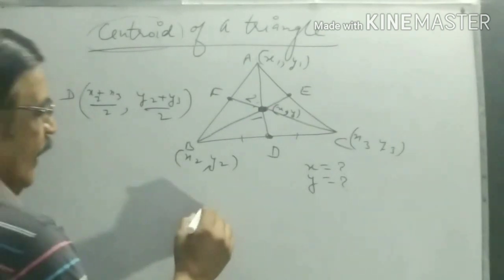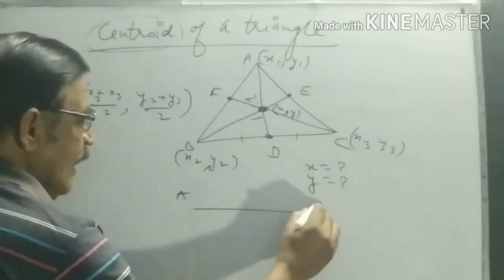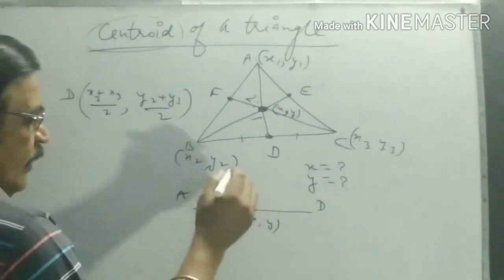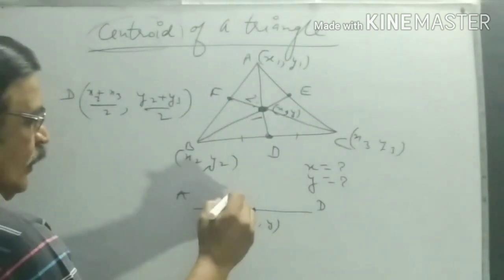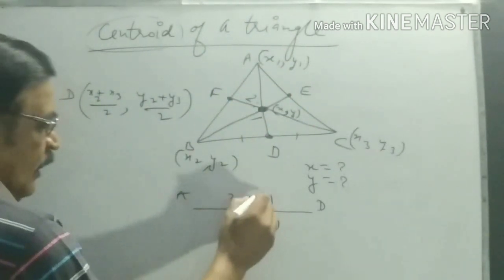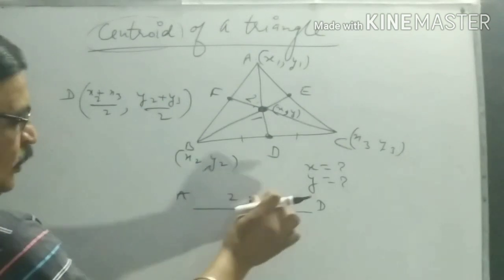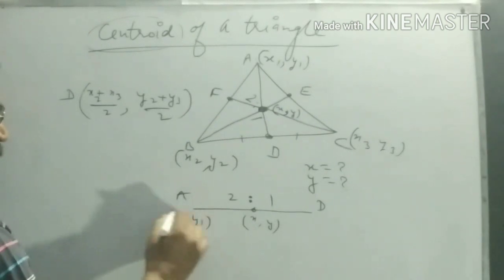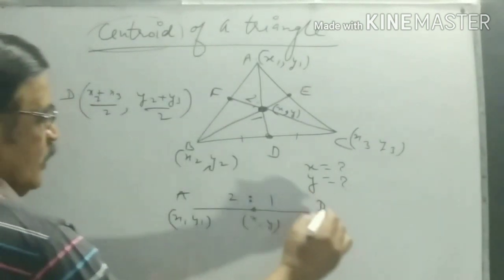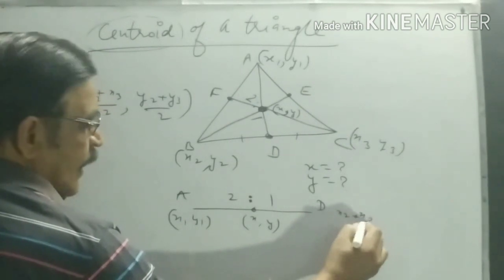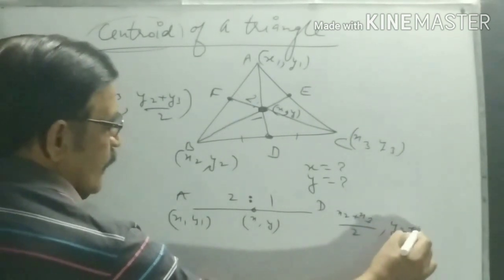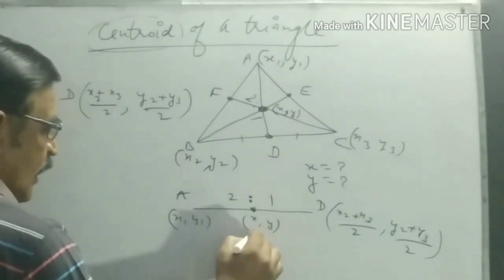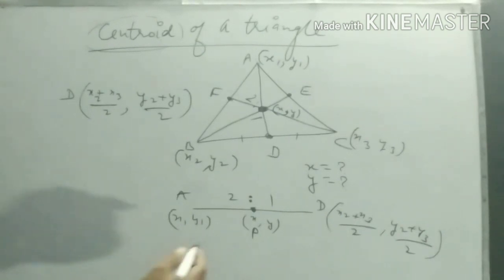Now we have AD. AD is the line segment and this is the centroid x comma y. It's dividing it in 2 to 1 ratio. And coordinates of A are x1, y1, whereas coordinates of D are x2 plus x3 by 2, y2 plus y3 by 2. Now we are supposed to find this. Suppose this is point P. What are the coordinates of P?